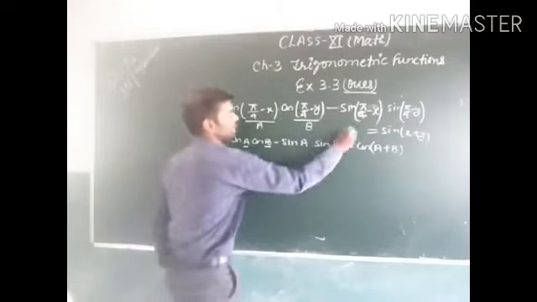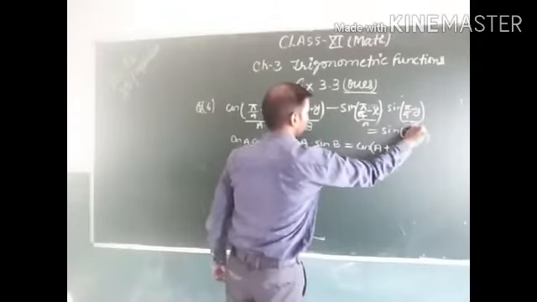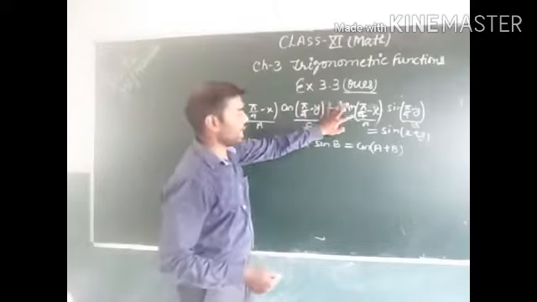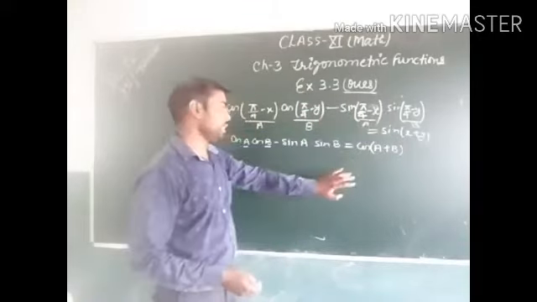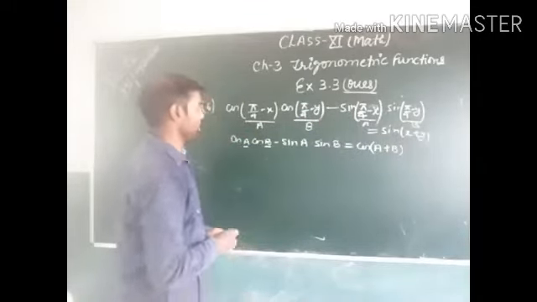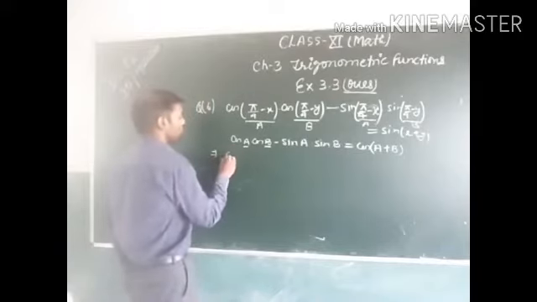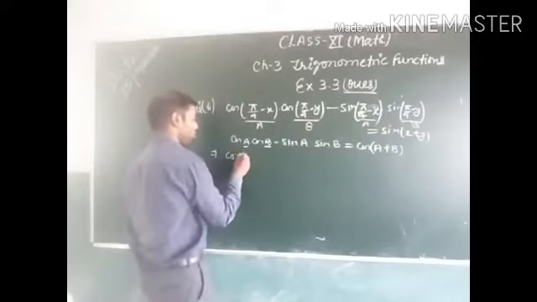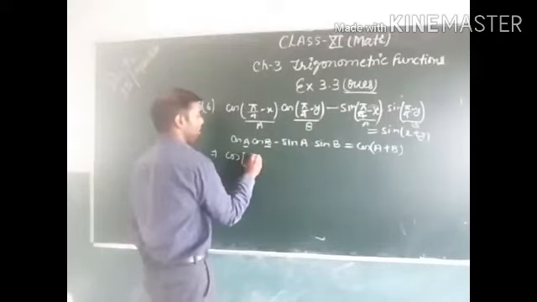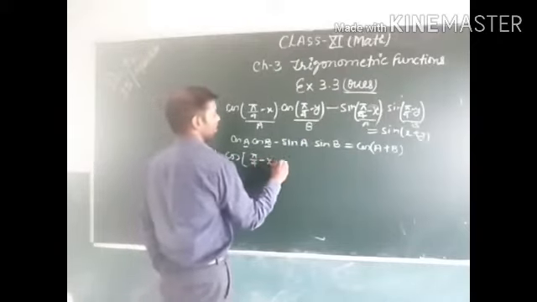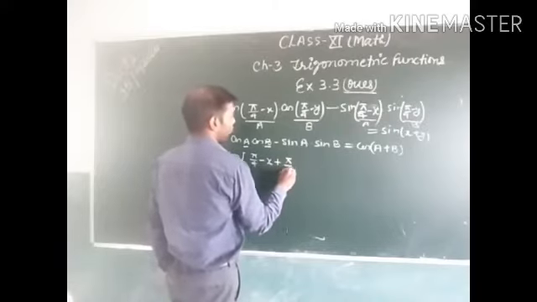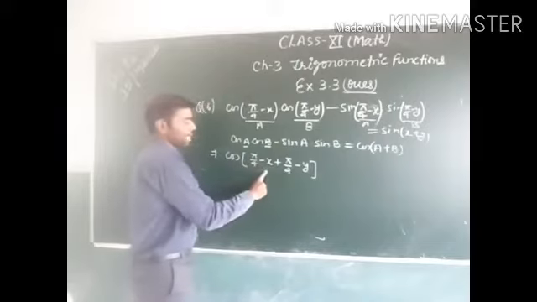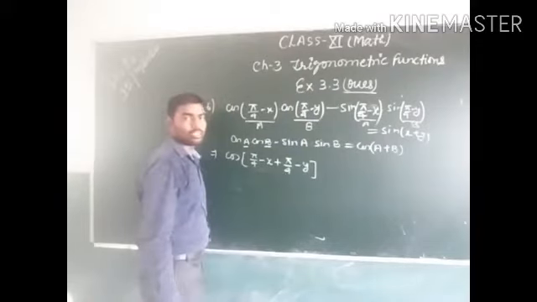So this is A and this is B. So this is cos A cos B minus sin A sin B, and it can be written in the form cos (A plus B). So cos (A plus B) means (pi by 4 minus x) plus (pi by 4 minus y). Pi by 4 minus x is A, plus pi by 4 minus y.